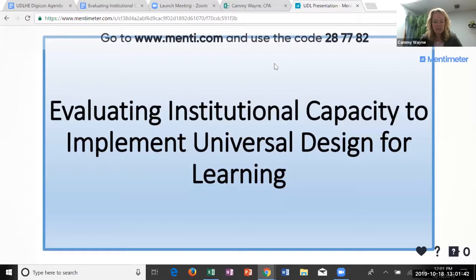My goal here is to help you understand the requirements to implement UDL at your college. We'll review some necessary characteristics that a college must possess to implement UDL, and then we'll look at various stages of UDL implementation and what strategies can be used to progress the movement of UDL at your college. So that's our goals for today. Hopefully, we can help you learn a little bit of something.